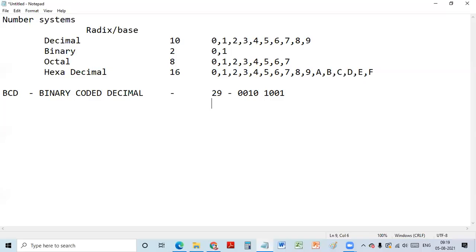So if I want to represent the same thing in binary, what is its corresponding binary number? 29 in decimal, I want to represent in binary. So how much is it? 16 plus 8 plus 4 plus 1, right? 1 1 1 0 1. Right? So this is in binary.